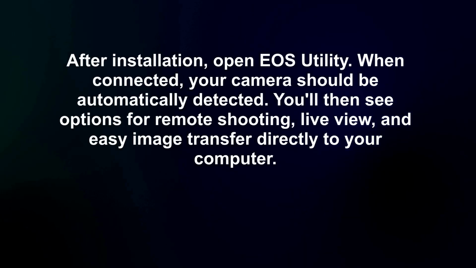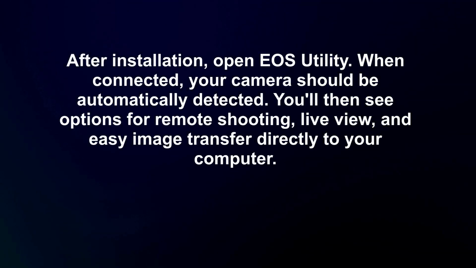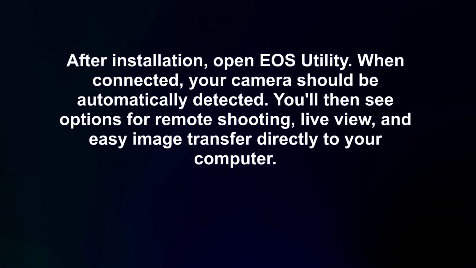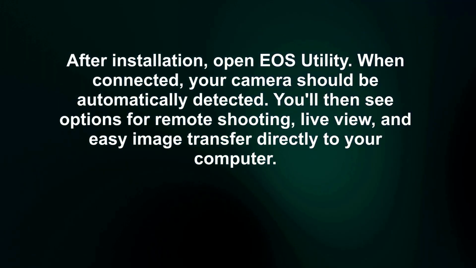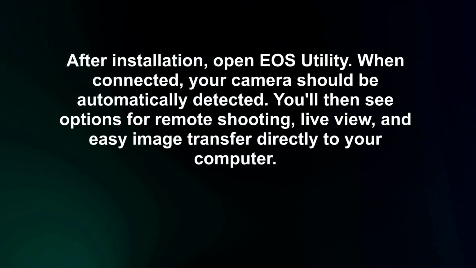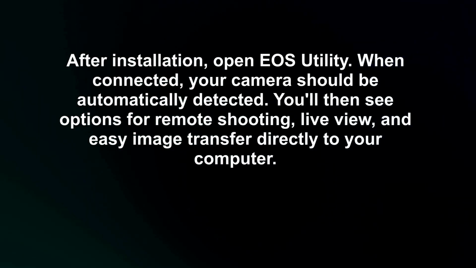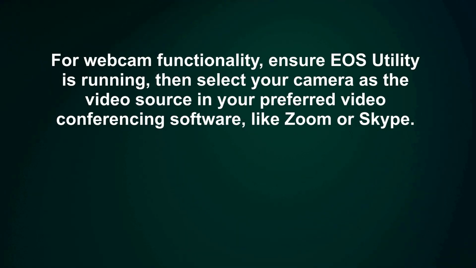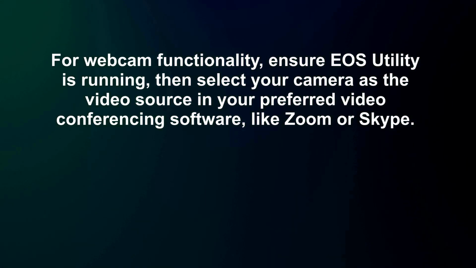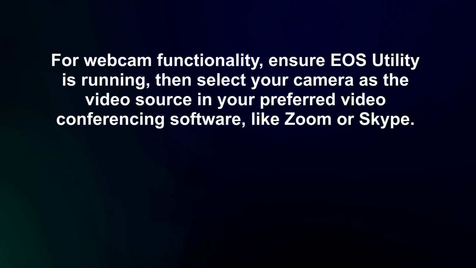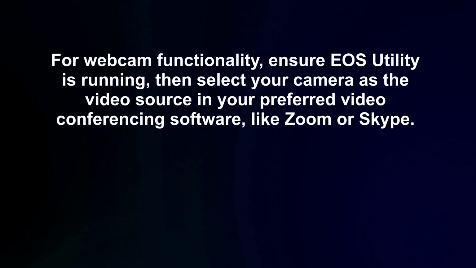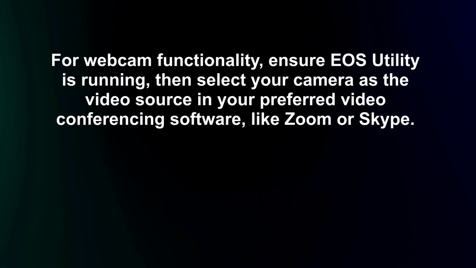After installation, open EOS Utility. When connected, your camera should be automatically detected. You'll then see options for remote shooting, live view, and easy image transfer directly to your computer. For webcam functionality, ensure EOS Utility is running, then select your camera as the video source in your preferred video conferencing software, like Zoom or Skype.